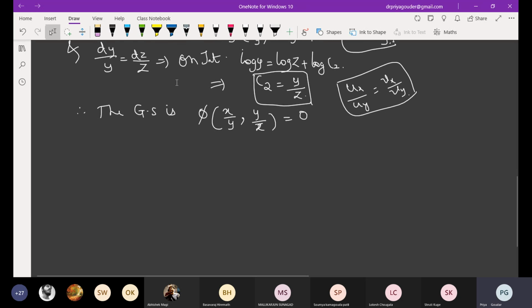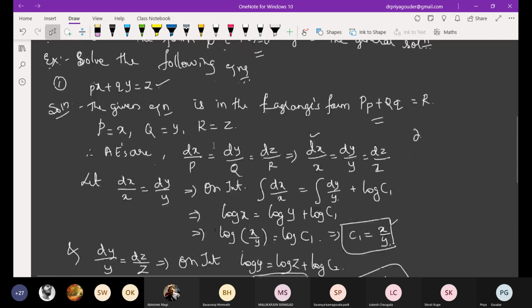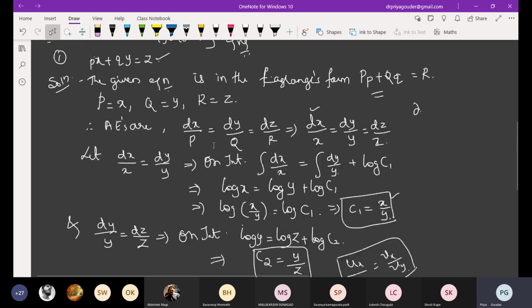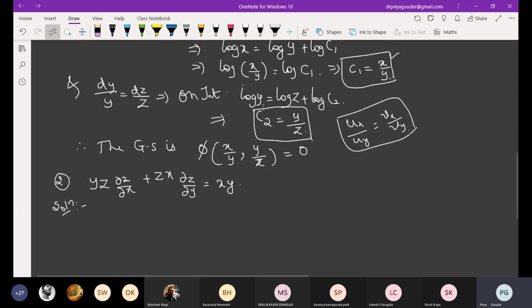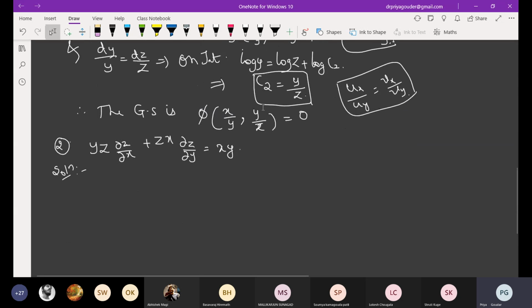Any confusions? Check with this. This is one of the simplest problems. Let me take a little higher one. Solve yz dou z by dou x, plus zx dou z by dou y, is equal to xy. Again, can we apply direct integration? Can we apply the second method? Think about it.